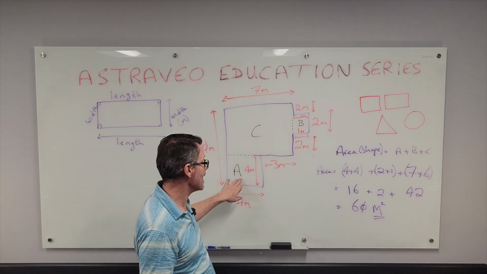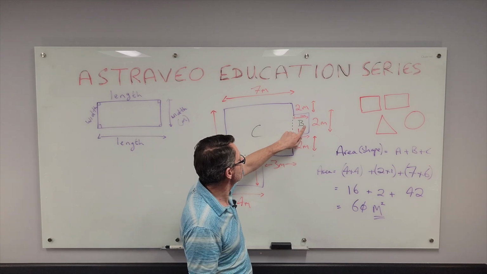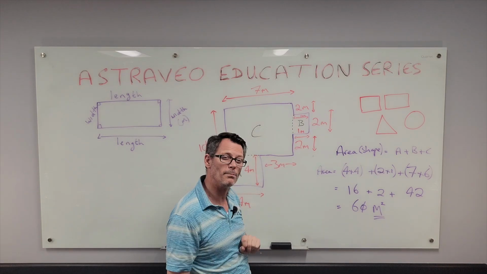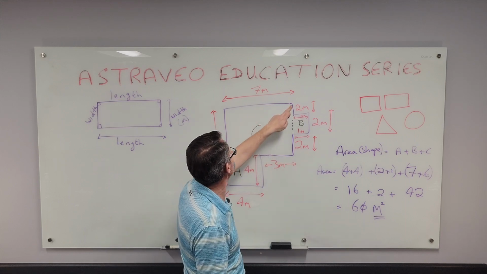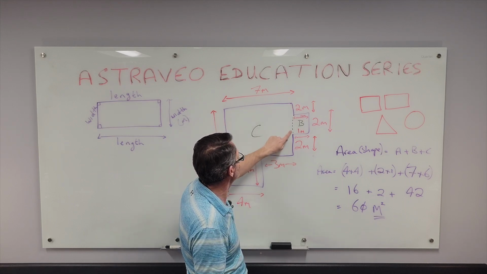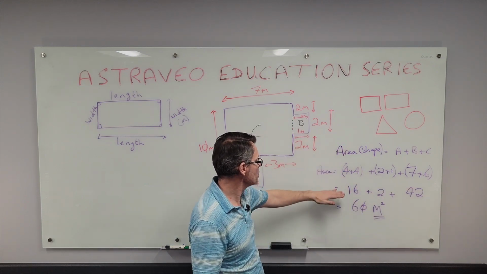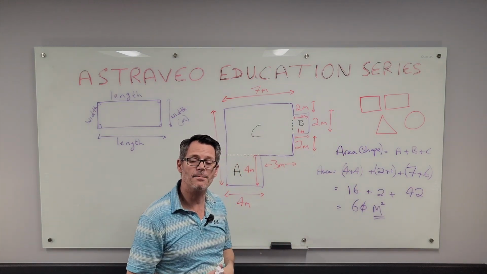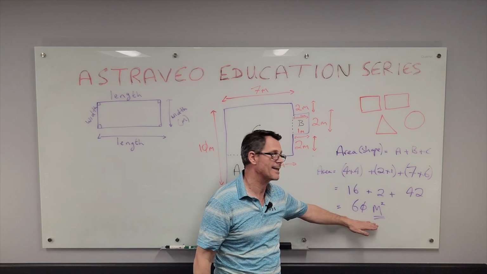We knew A was a square of 4 meters by 4 meters. We knew B was a rectangle of 2 meters by 1 meter. And we knew C was a rectangle of 7 meters by 2, 2, 2, 6 meters. There is C. And then once we chopped it up, we only have to add up the areas of the individual components to give us our final answer.